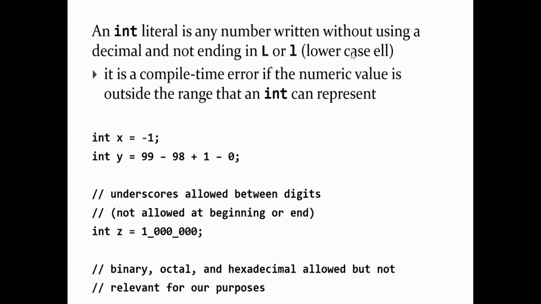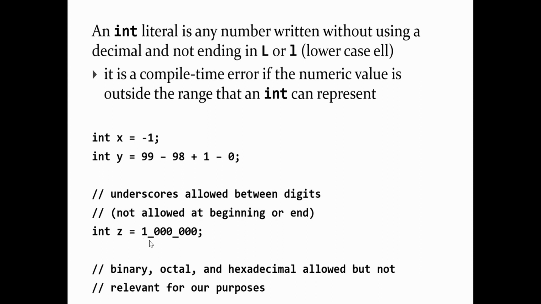Now, if you want to, you're allowed to put a big L or a lowercase l, not a 1, after the number. And that also indicates, oh, wait, sorry, that's wrong. Do not put an uppercase L or a lowercase l after the number. That indicates something else. So a digit or digits on its own represents an int.